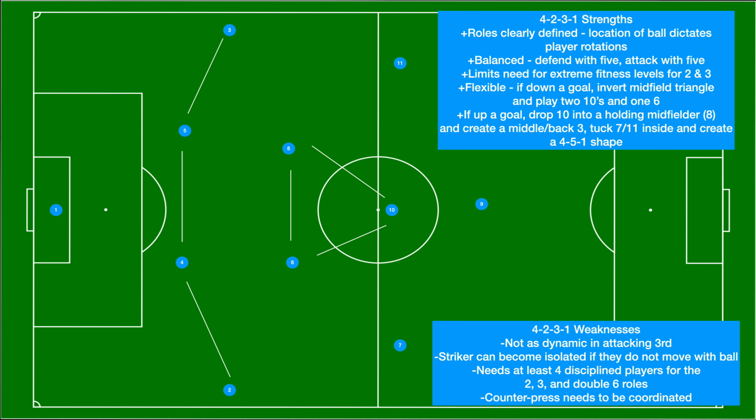It needs at least 4 disciplined players for the 2, the 3, and the double 6 roles. Those players are the players that need to be disciplined in their actions and understand their role better than everyone else and know where to be and when to be there.